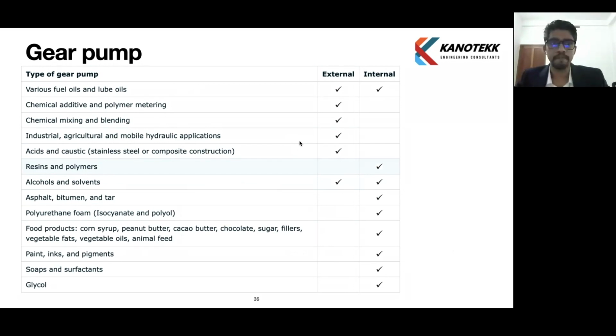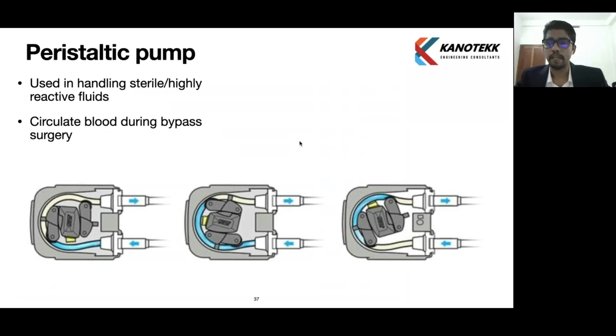Just a brief description about the peristaltic pump. This is used for handling sterile or highly reactive fluids. Like it is used in blood circulation during bypass surgery. In this, we can see a tube. The fluid flows inside the tube. Fluid does not come into contact with any other part of the pump.